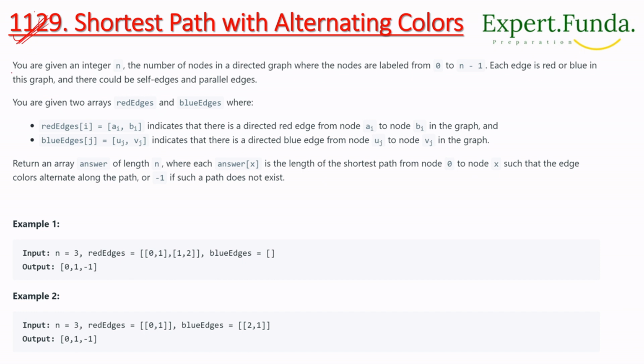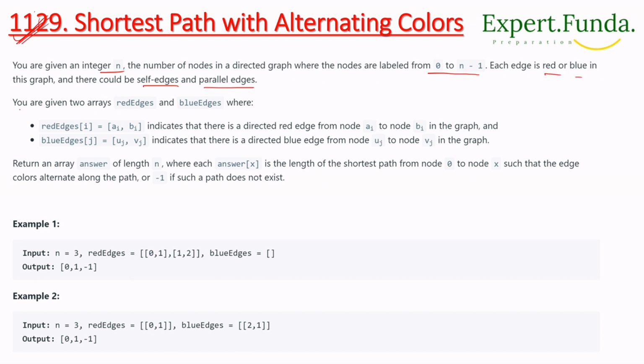The question says that you are given an integer n, the number of nodes in a directed graph, where the nodes are labeled from 0 to n-1. So the number of nodes in the directed graph is given, from 0 to n-1. Each edge is red or blue in the graph, and there could be self edges and parallel edges.